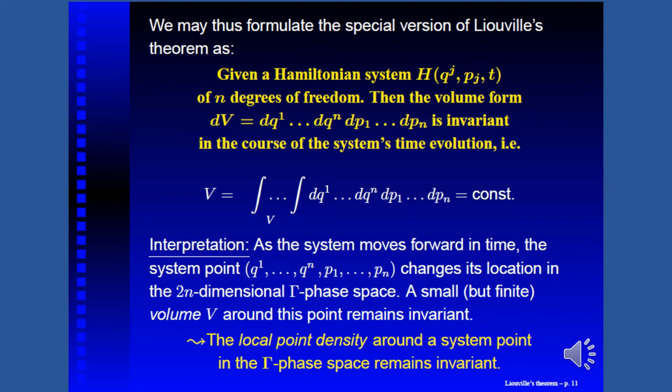So V is equal to the integral of dq1 ... dqn dp1 ... dpn, which is constant. Interpretation: as the system moves forward in time, the system point q1 to qn, p1 to pn changes its location in the 2n-dimensional phase space. A small but finite volume V around its point remains invariant. The local point density around the system point in the phase space remains invariant.